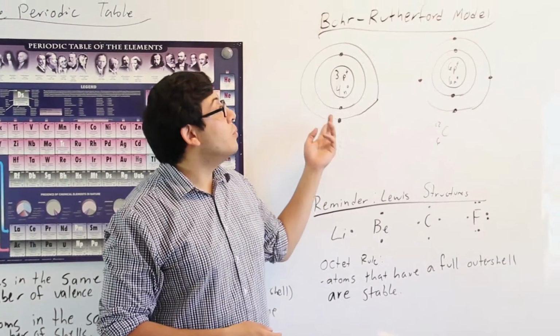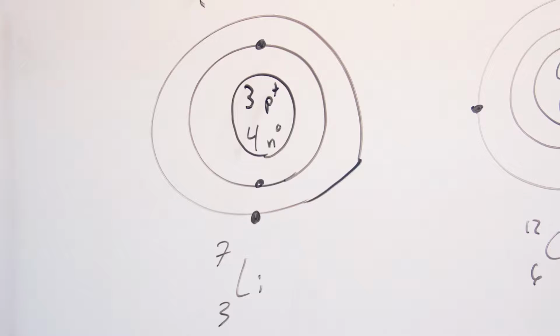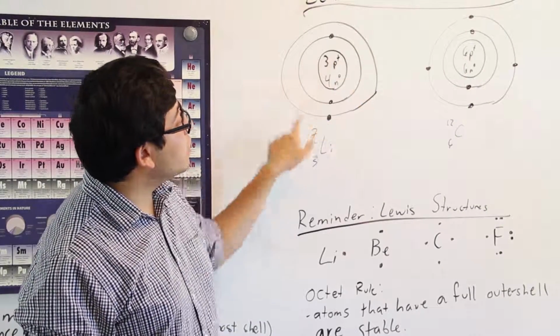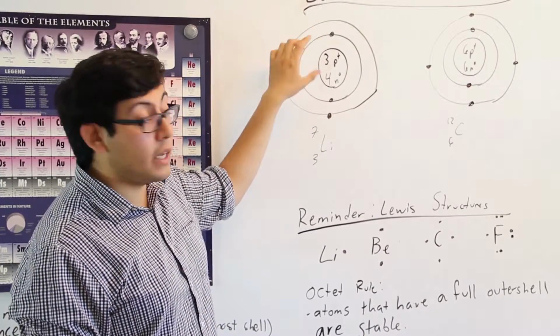Over here, we have the Bohr-Rutherford model. So the Bohr-Rutherford model is just a way of drawing atoms, just so you can see where the electrons, protons, and neutrons are positioned. So the protons and neutrons are always in the nucleus of the atom. The electrons are shown orbiting the nucleus. The first shell will always have two electrons.